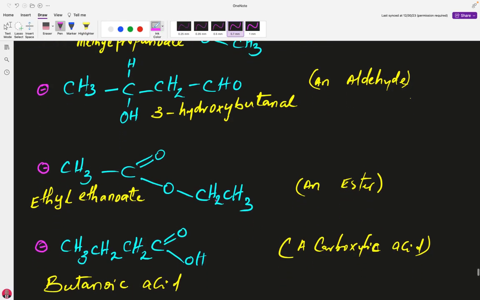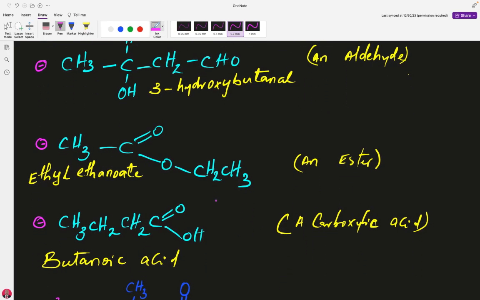Then the last one is the compound we're given. We said it is C4H8O2, and manipulating these structures to look for the different isomers, we got a carboxylic acid, with 1, 2, 3, 4 carbons. This is the structure, and this is the carboxylic acid. And the name of this carboxylic acid is butanoic acid.